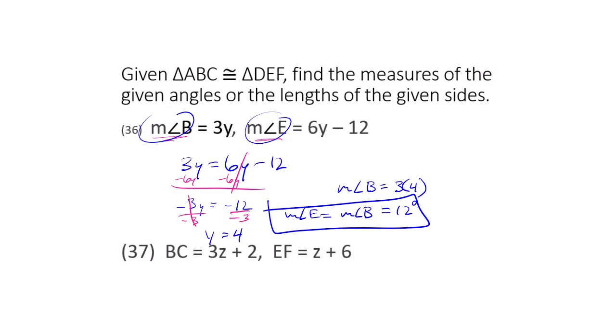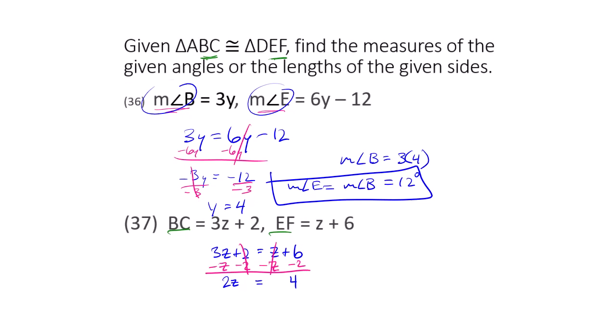So we're talking about angles. Now the sides, so BC and EF, right? Since the last two letters of BC should correspond with EF, they do correspond, and so they should be equal. And so I can set up that equation, 3z plus 2 equals z plus 6. We can subtract z on both sides to get our z's on the same side. And while we're at it, we can subtract 2 to get our numbers on the other side. So we get 2z on the left equals 4 on the right.